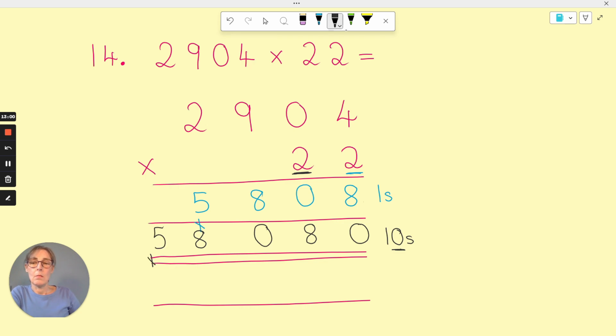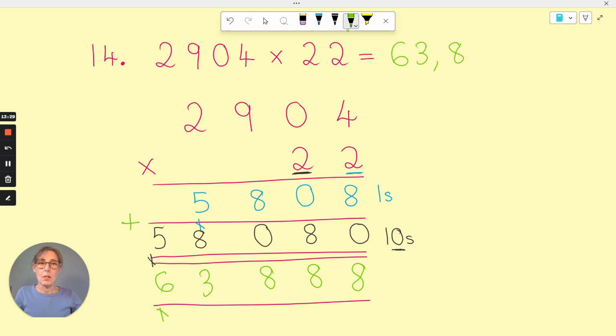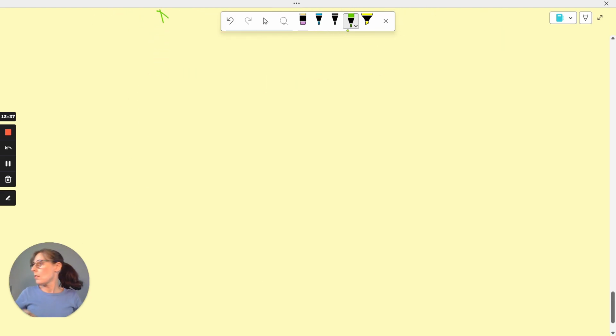And then we add them down. What colour shall I use? I didn't put that, did I? Let's put green. 8 plus 0 is 8. 0 plus 8 is 8. 8 plus 0 is 8. 5 plus 8, 8, 9, 10, 11, 12, 13. 5 plus 1 is 6. So I have the answer 63,888.